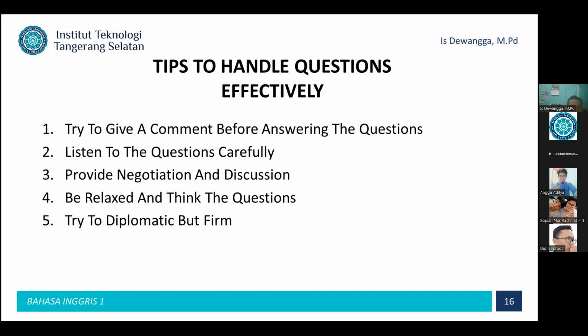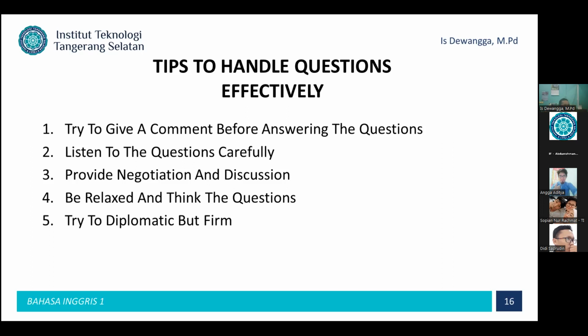Jadi kita bikin suatu diskusi terkait dengan pertanyaan yang datang dari audiens itu sendiri. Misalnya kita tidak yakin dengan jawaban yang telah kita berikan dan mereka paham gitu. So we give them a chance to discuss and negotiate about the question, and try to ask one of them to answer the question by giving them a chance to discuss before, gitu ya.